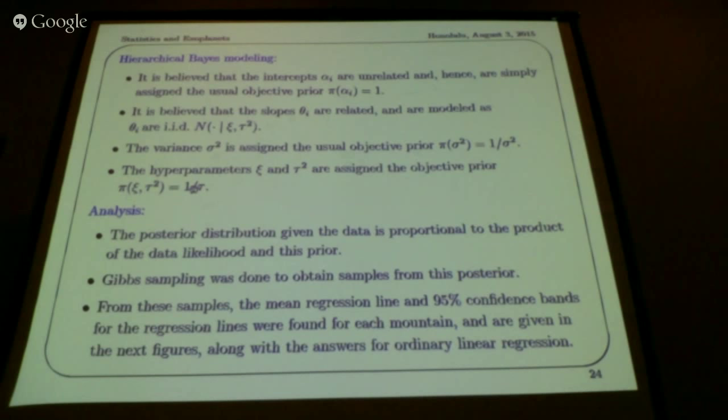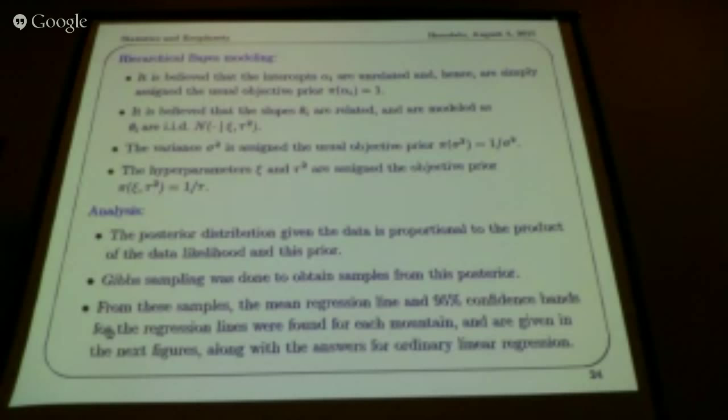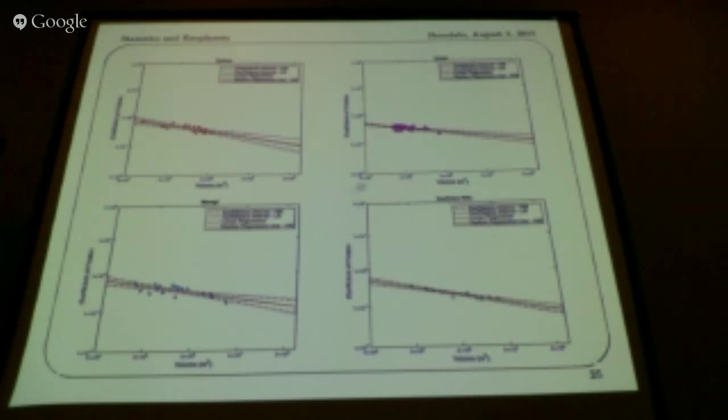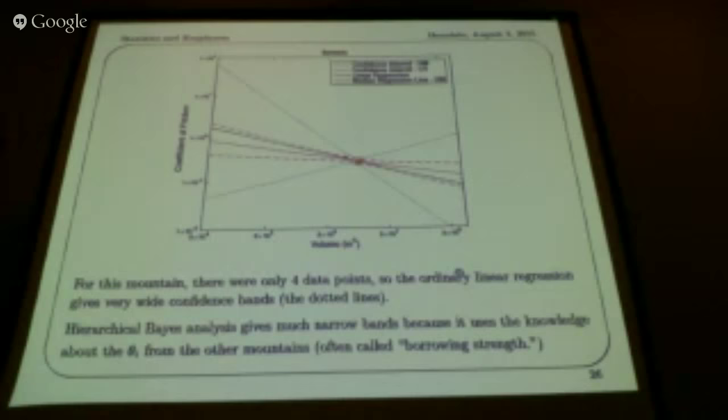Then the posterior distribution, given the data, is just proportional to the product of the data likelihood and the prior. Gibbs sampling, a basic MCMC technique, was done to obtain samples from the posterior. And then mean regression lines and confidence bands for all of the mountains were developed. For the four mountains that had a lot of data, there was not much difference between the answer from the Bayesian hierarchical analysis and the least squares analysis. But let me hop to Semeru because you see a dramatic difference.